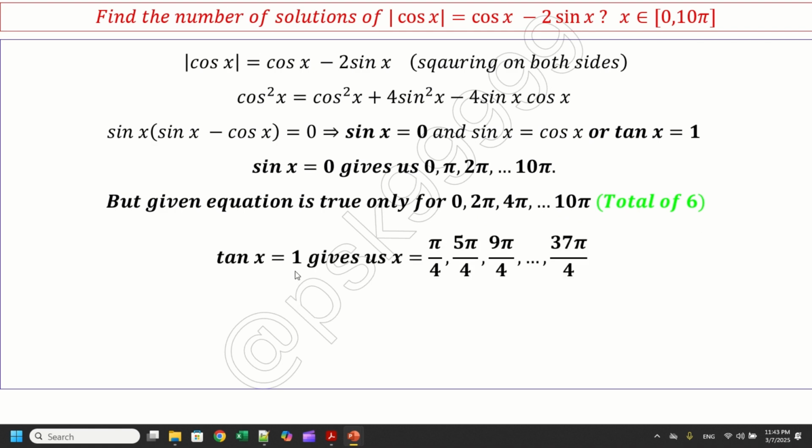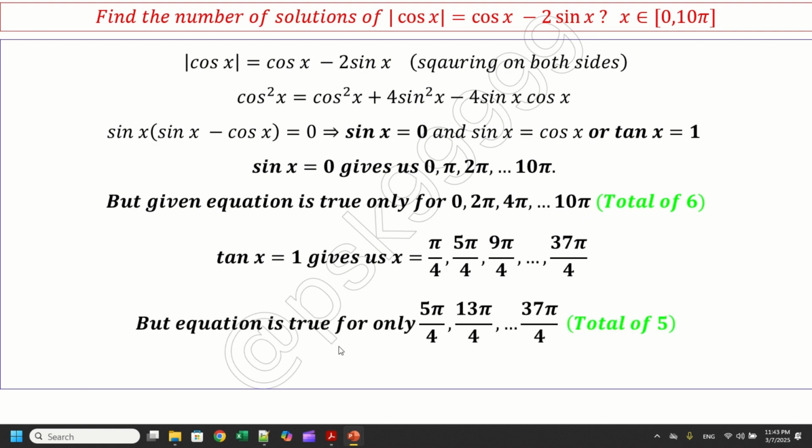Okay, similarly, tan x equal to 1 will give me the general solution as pi by 4, 5 pi by 4, 9 pi by 4, up to 37 pi by 4. But the equation is satisfied only for 5 pi by 4, 13 pi by 4, 37 pi by 4, these values. There are a total of 5 values. So total possible solutions are 6 plus 5, which is 11. Okay, be careful: once you get the general solution, substitute and see.